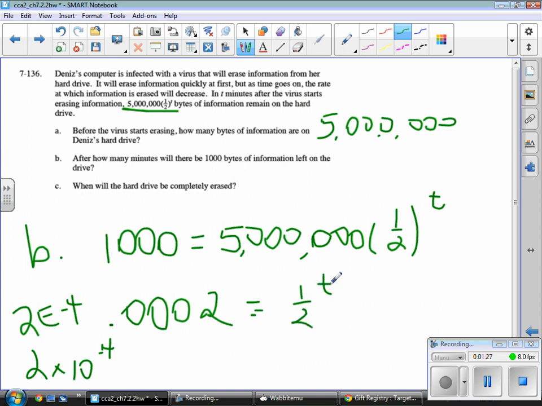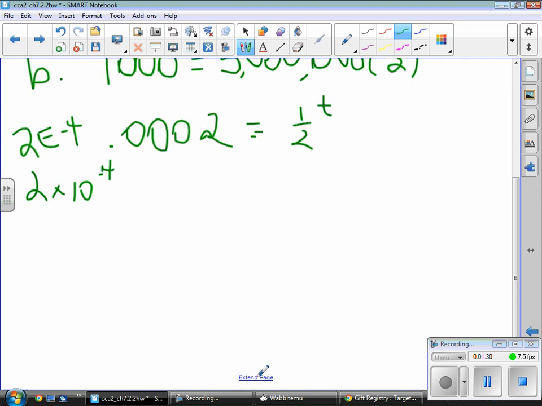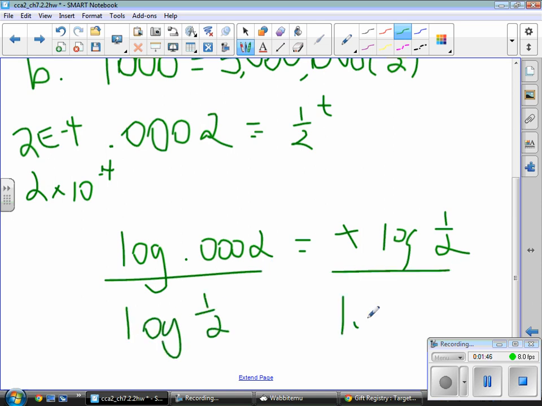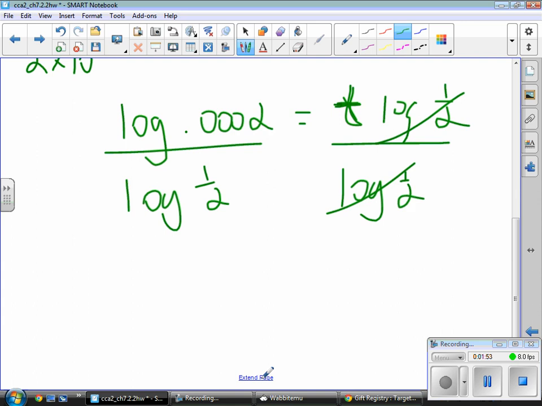I'm going to add a log on both sides so I can get that exponent down. So log of 0.0002 equals, I bring down the t as I add the log. Then I divide both sides by log of 1/2 to get rid of it. Now I just have t left. If I divide this on my calculator, I get about 12.3 for t.